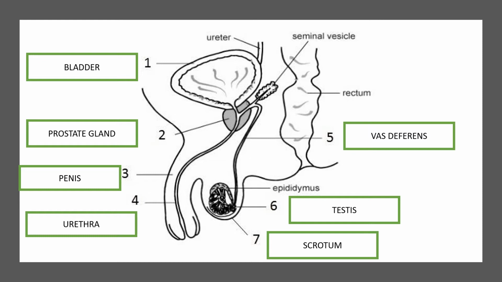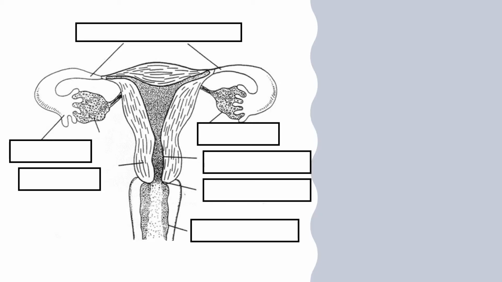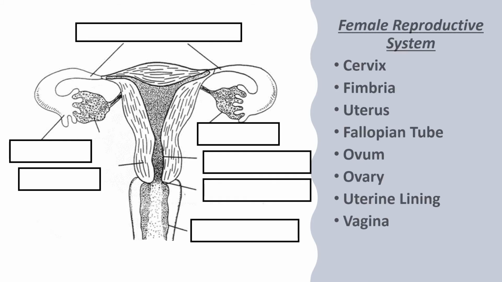So let us now come to the female reproductive system. You will be asked again, same instruction. This time we'll be having the female reproductive parts. You will be identifying, label the parts. These are the parts: cervix, fimbria, uterus, fallopian tube, ovum, ovary, uterine lining, and the vagina. So you may pause this for 2 minutes, then answer this in your notebook.